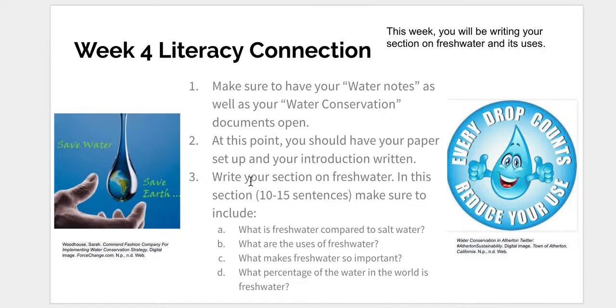And then you're going to be writing your section on freshwater, and this should be 10 to 15 sentences. Within that, you're really going to be answering most of the questions that you already answered last week. So what is freshwater compared to saltwater? What are some uses of freshwater? What makes freshwater so important? And what percentage of the water in the world is freshwater? So remember to elaborate, because remember you have to have 10 to 15 solid sentences that flow very nicely within this section.